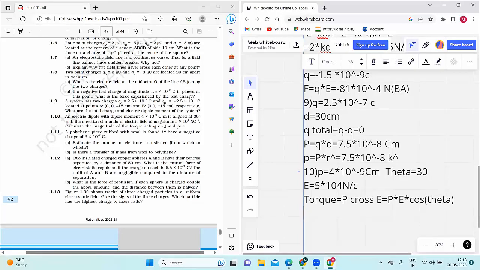So as we have the value of P as 4 into 10 power minus 9, theta as 30 degrees, and the electric field as 5 into 10 power 4 Newton per coulomb, and sin 30 is 1 by 2, finally we will get the value of torque as 10 power minus 4 Newton meter.